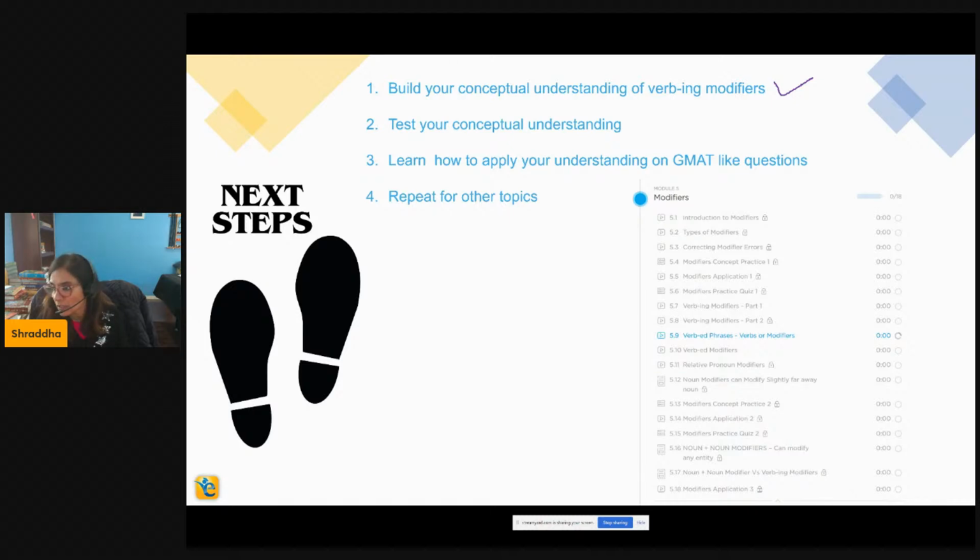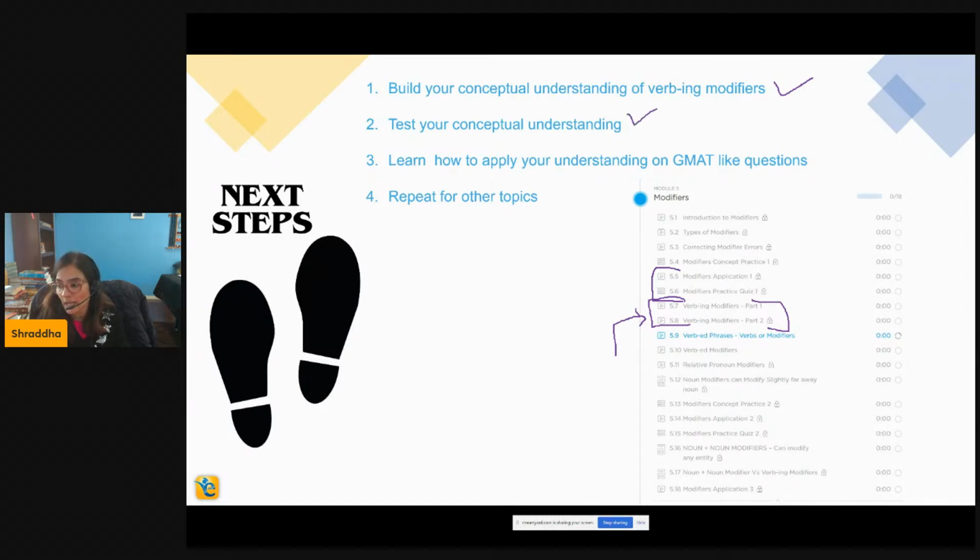And you can see over here, we have two concepts dedicated only to verb-ing modifiers. So we really, really teach these modifiers in great detail. So yep, make the best use out of that.